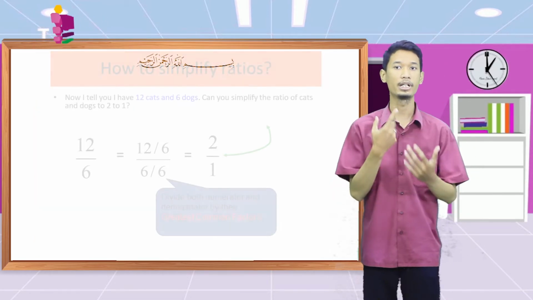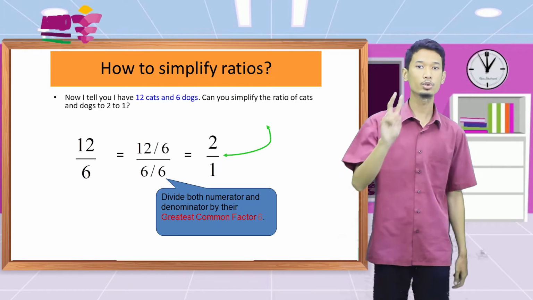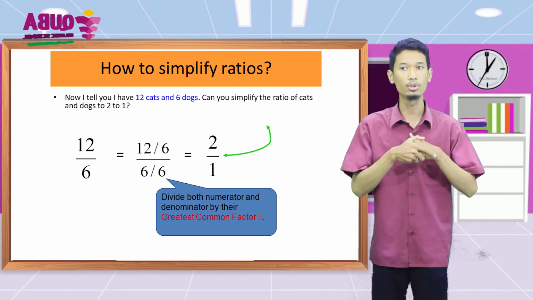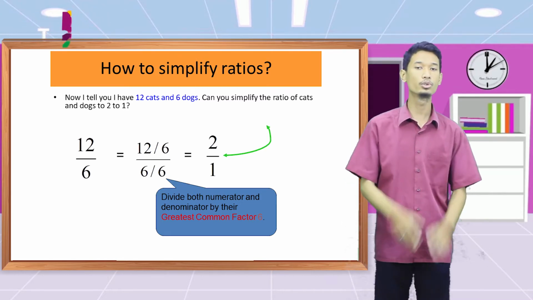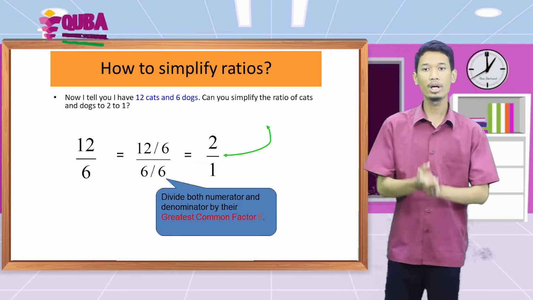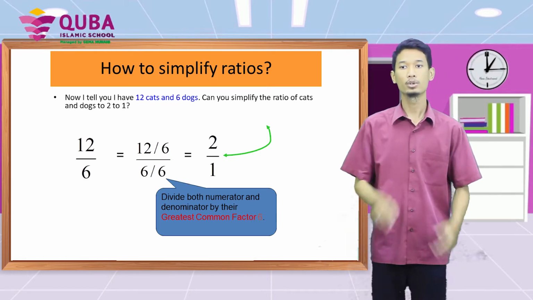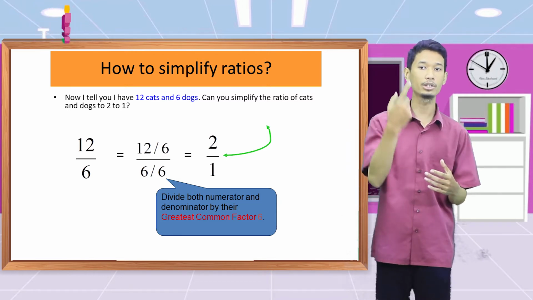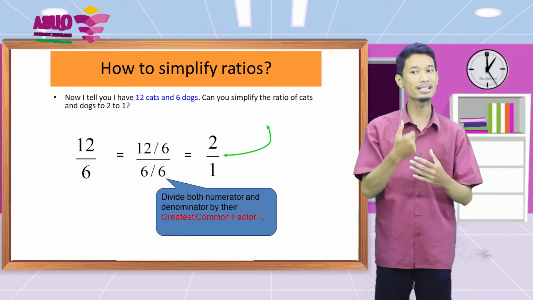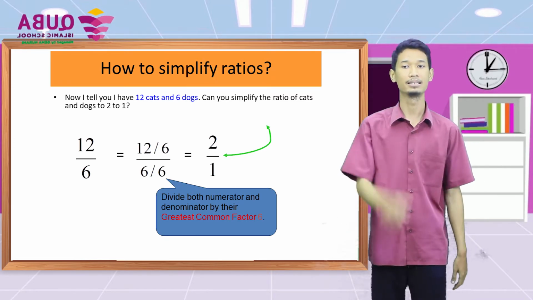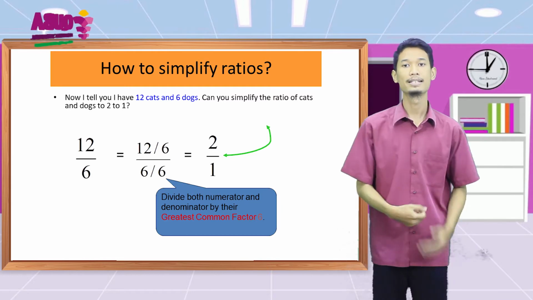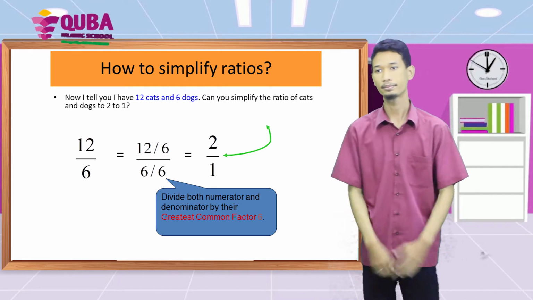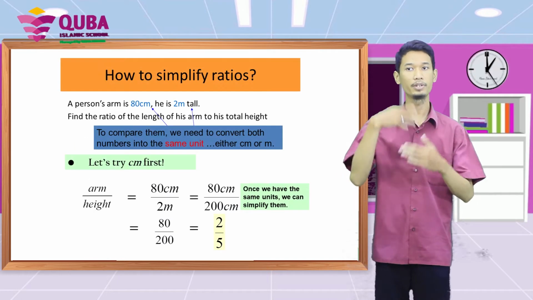How to simplify ratio? Now I tell you, I have 12 cats and 6 dogs. Can you simplify the ratio of cats and dogs to 2 to 1? 12 over 6, divide both numerator and denominator by their greatest common factor. It is 6. 12 over 6 is 2. 6 over 6 is 1. So it equals 2 over 1.